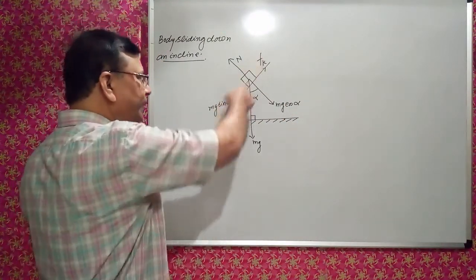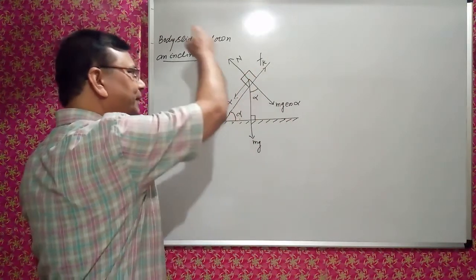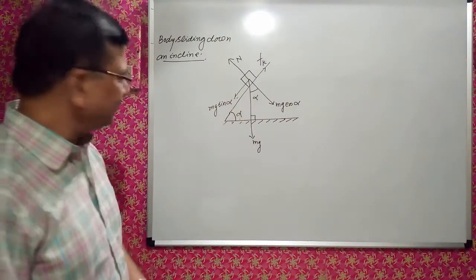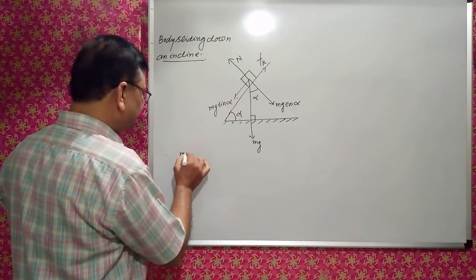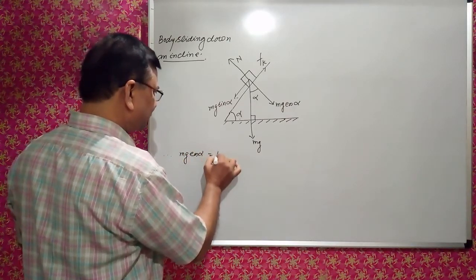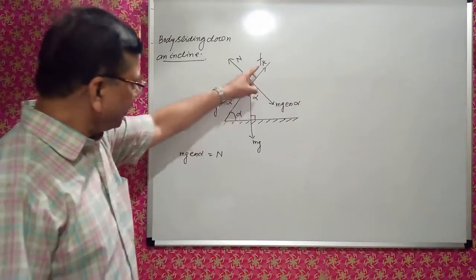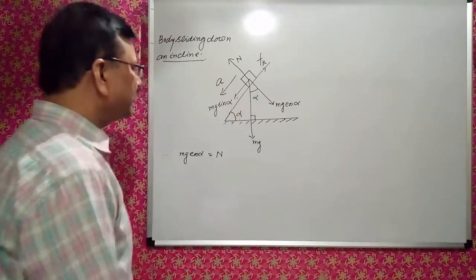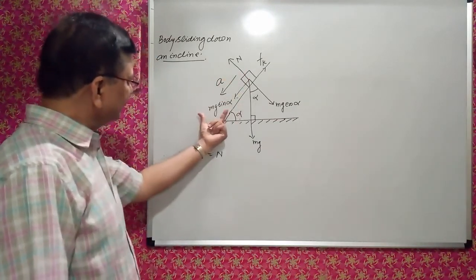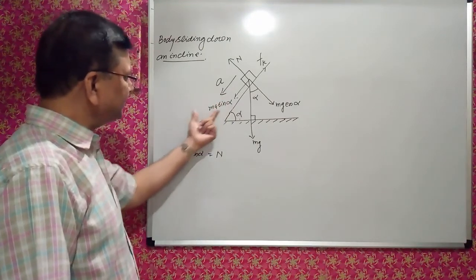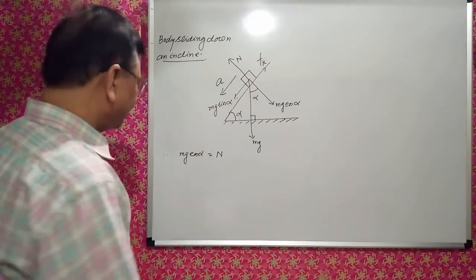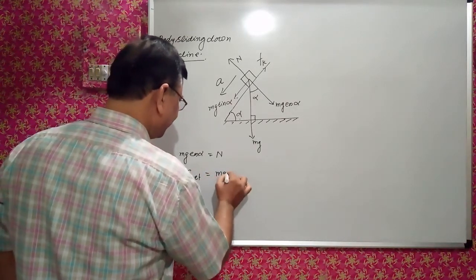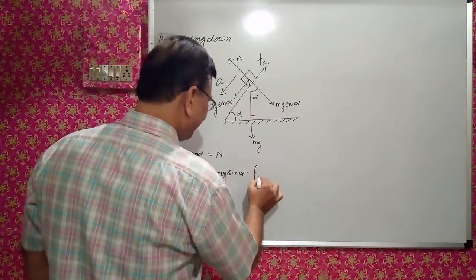Now, since the body is moving along the incline, but perpendicular to the incline there is no motion, therefore the normal reaction will balance this mg cos alpha. Therefore, mg cos alpha is equal to the normal reaction. And since the object is moving in this direction, suppose with acceleration a, then the net force will be along this. This force is acting downward, mg sin alpha, and the backward force is Fk. Therefore, F net is equal to mg sin alpha minus Fk.